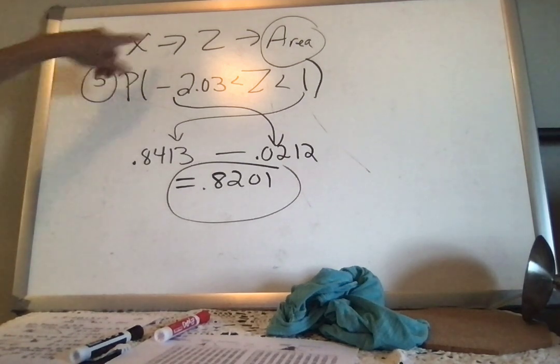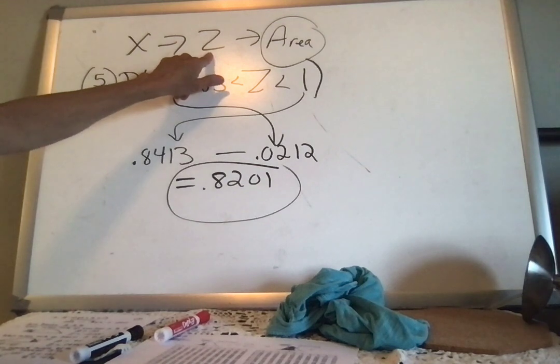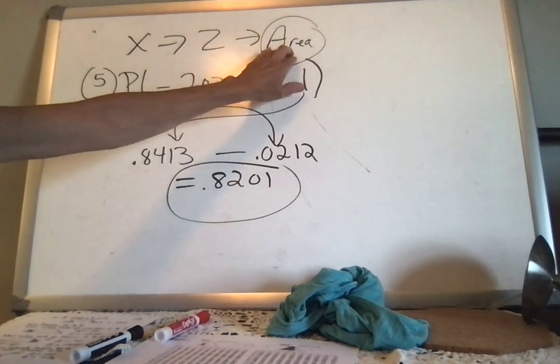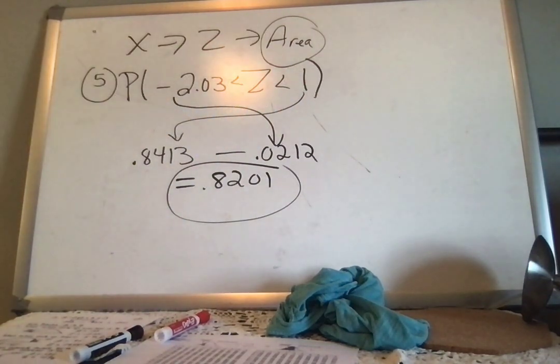Okay, so what we've done so far is, hey, if we have z's, how do we get the area? Now, we've got to reverse it. If I give you area, how do you get the z?